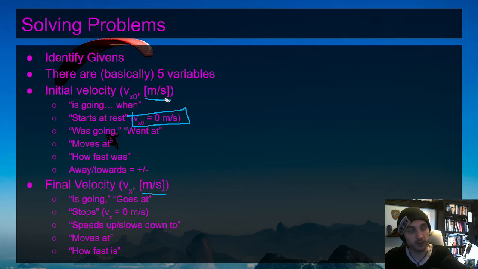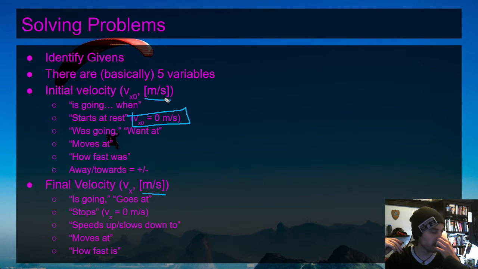Moves at 5 meters per second when, if there's a when afterwards especially, that's telling you that it was the beginning of the situation. How fast was is the question phrase that'll be asking you about what the initial velocity was. And if it's past tense, it's going to be initial velocity.